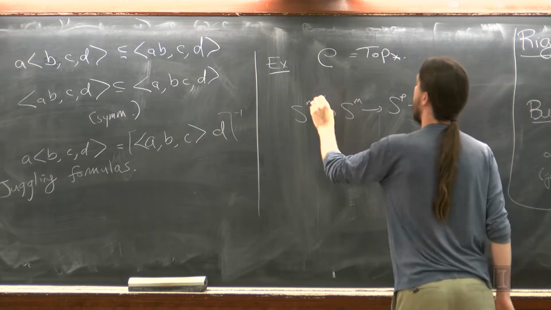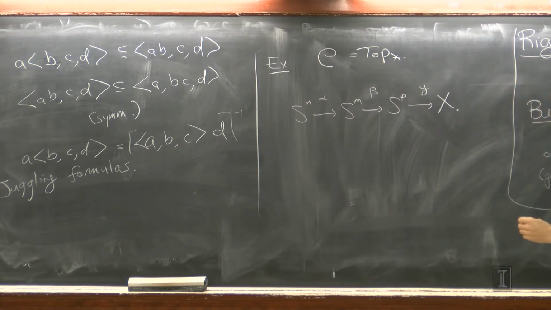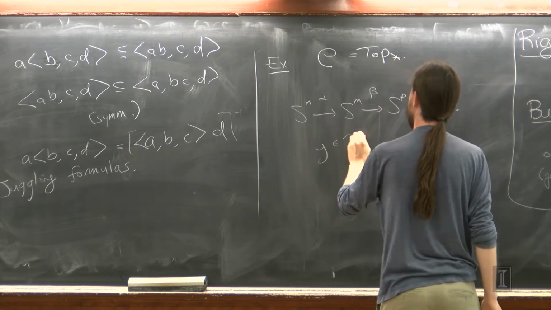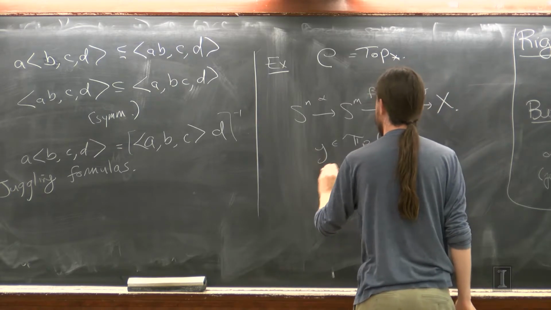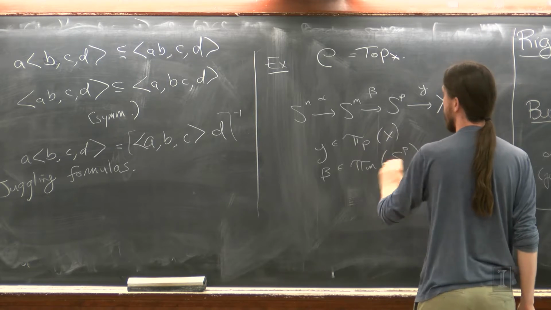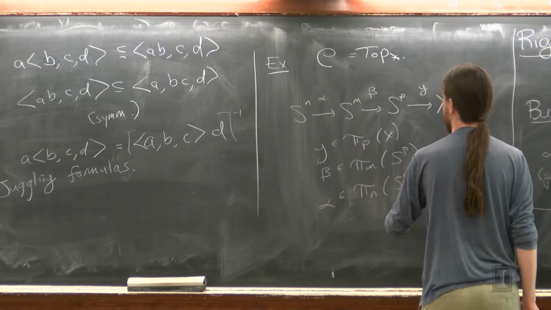Like so. Alpha and beta. And let's call this element Y. So what do we need in order to actually define a bracket? We have an element Y in pi p of X. We have an element beta in pi m of S^p. And we have an element alpha in pi n of S^m, like so.